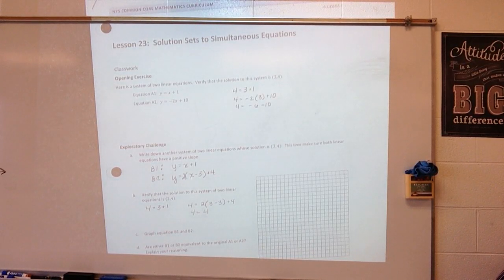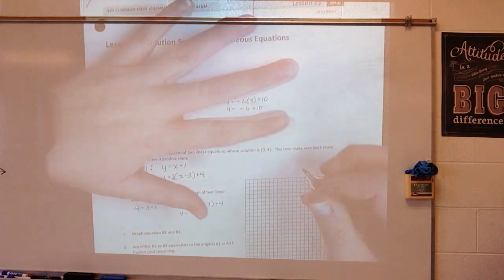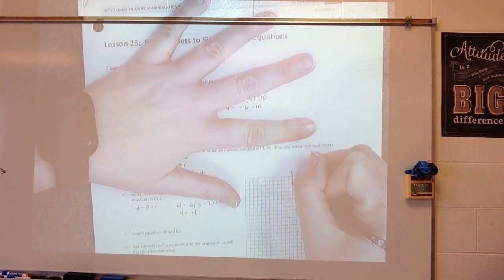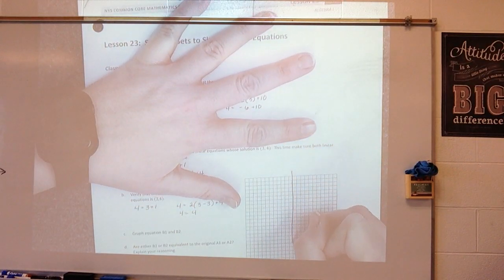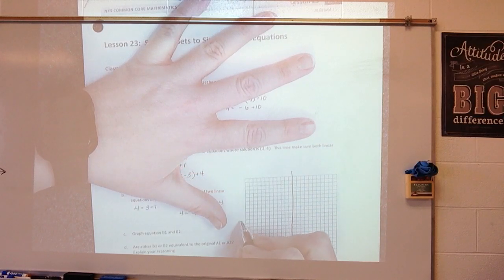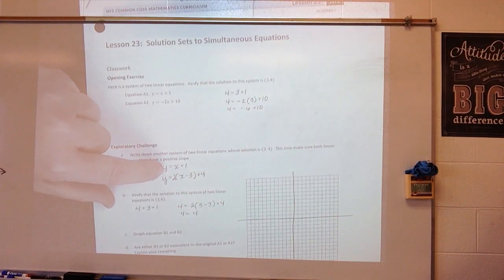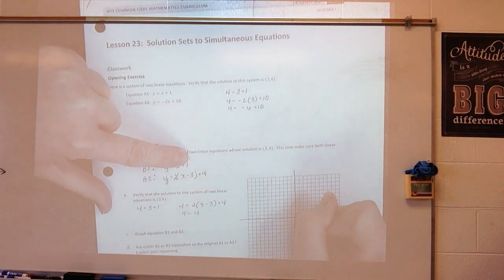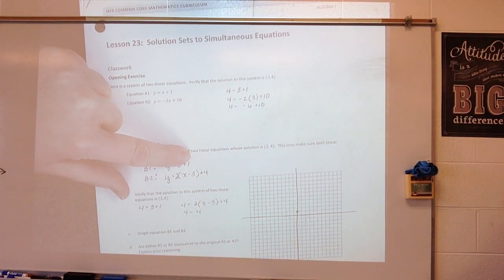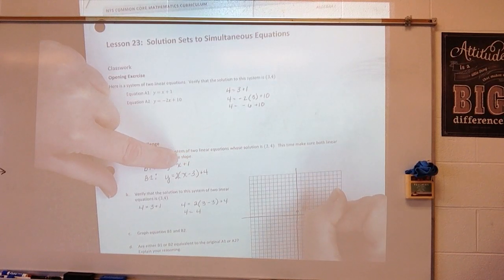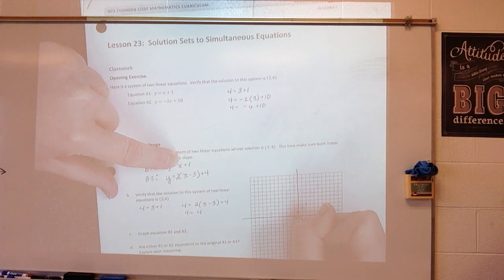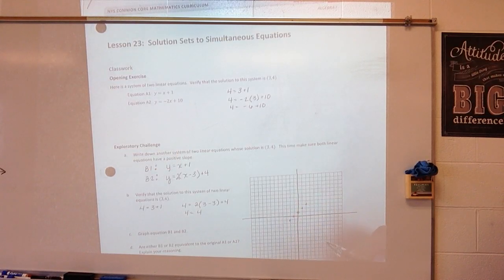Now it says graph equations B1 and B2. Alright, so we're going to graph them. I'm going to create my graph here. Alright, so this has an intercept at 1. My slope is 1, so up 1 over 1, up 1 over 1. It's going to continue to look like this. Alright, so I'm going to draw that line there.